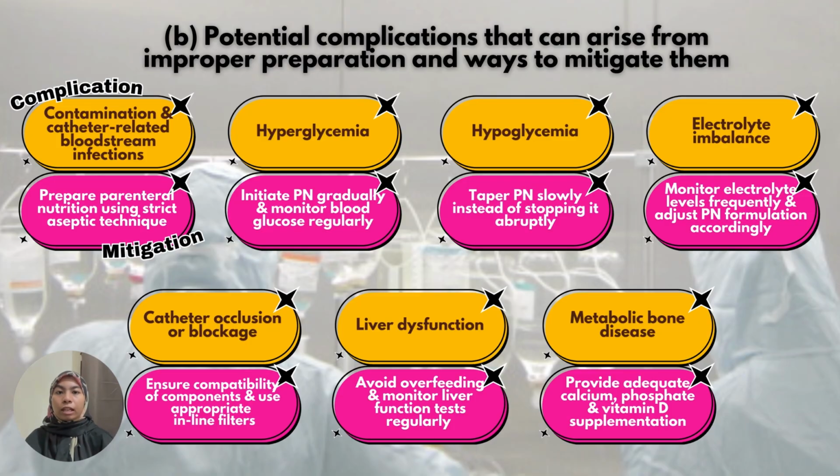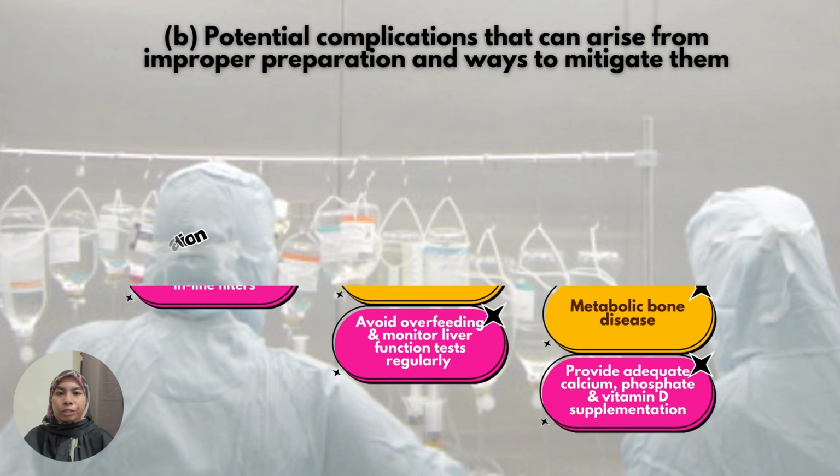Another complication is electrolyte imbalance. This can be managed by frequently monitoring electrolyte levels and adjusting the PN formulation accordingly. Catheter occlusion or blockage may also occur. This can be mitigated by ensuring compatibility of PN components and using appropriate inline filters. Liver dysfunction is another possible complication. To mitigate this, overfeeding should be avoided and liver function tests should be monitored regularly. Lastly, metabolic bone disease can develop with long-term PN use. This can be prevented by providing adequate calcium, phosphate, and vitamin D supplementation.